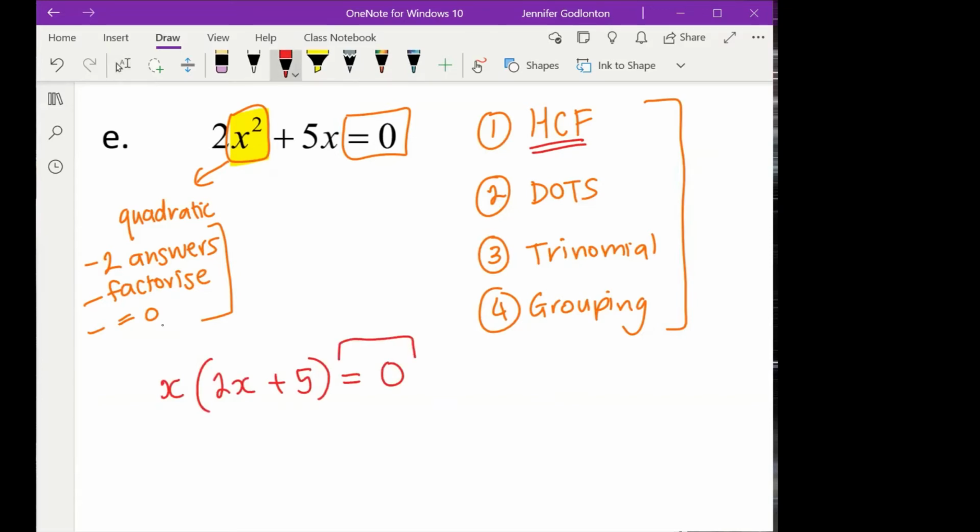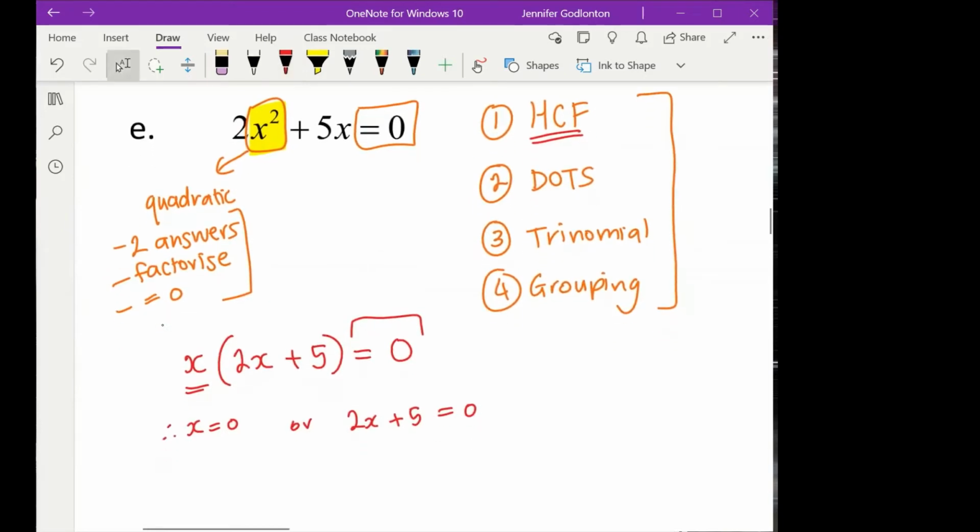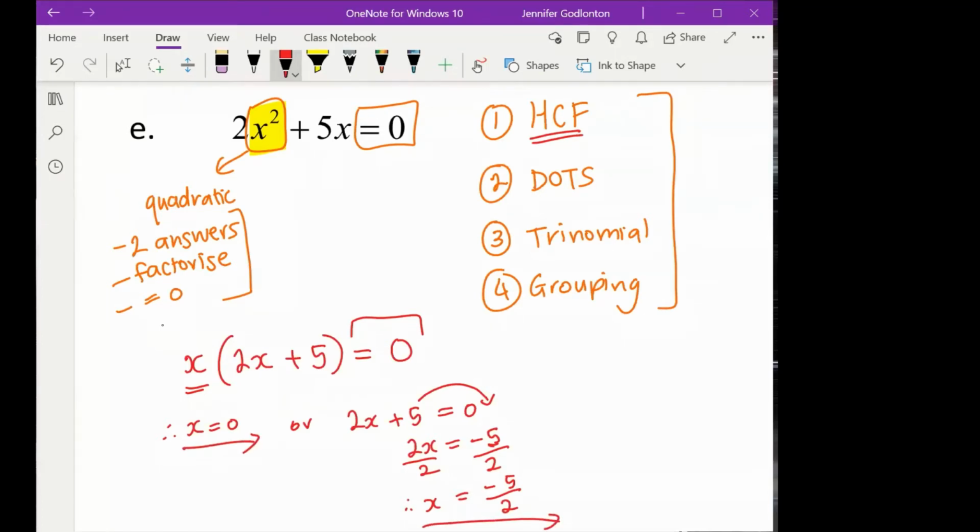Now, because that is equal to 0, I'm allowed to say that means that x is equal to 0, or 2x plus 5 is equal to 0. Now we need to solve this linear equation. So I'm going to move my 5 over. So 2x is equal to -5. And then I'm going to divide by my coefficient, which means x is equal to -5 over 2. And so my answers would be 0 and -5 over 2.